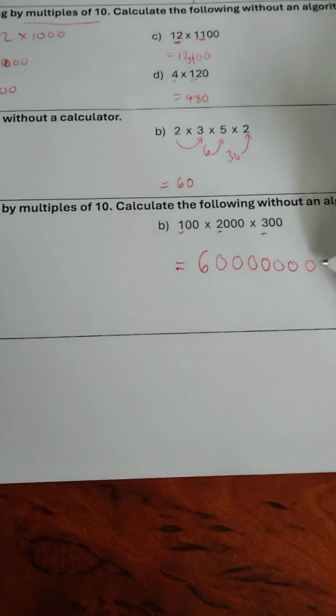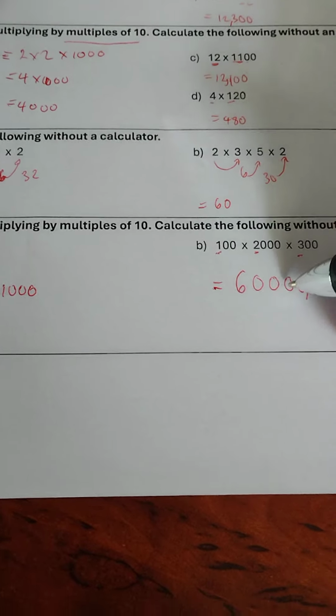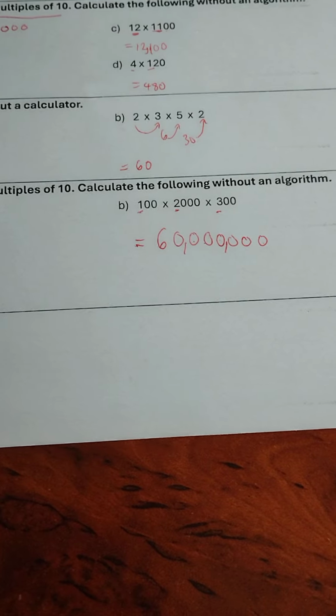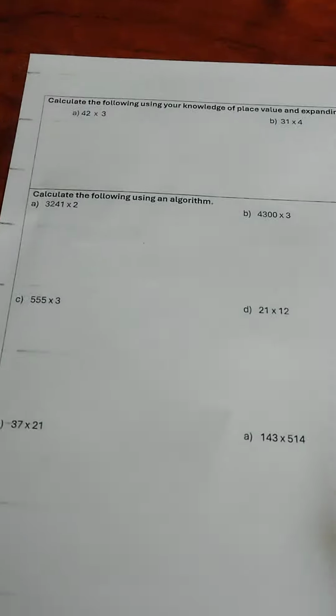Let's put our commas in. So starting from this end, 1, 2, 3, comma, 1, 2, 3, comma, and there's my answer. And try and read that number, and it should be 60 million. All right, just a few more questions.